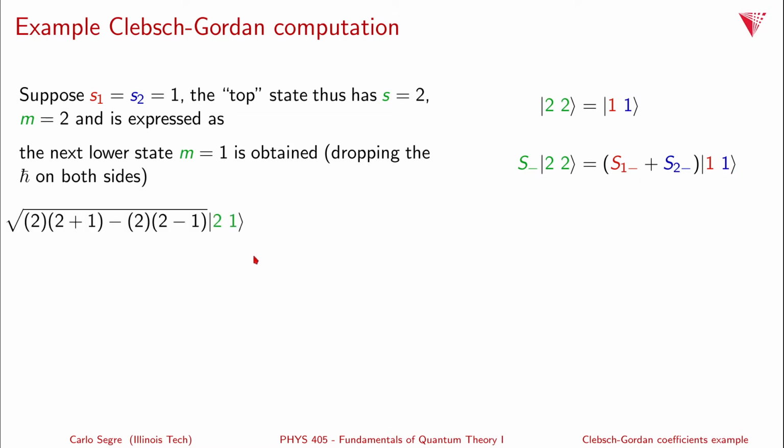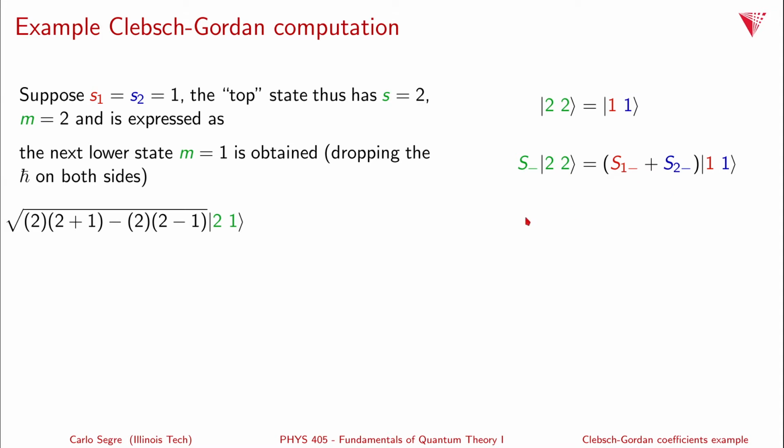Well, we know how to do that. We know that apart from the H bars, this is going to be equal to the square root of S times S plus 1 minus M times M minus 1, because we're lowering. And then it gives you the new state, S equals 2, M equals 1. Right? So this coefficient is exactly the same coefficient we talked about when we derived it in one of the earlier videos.